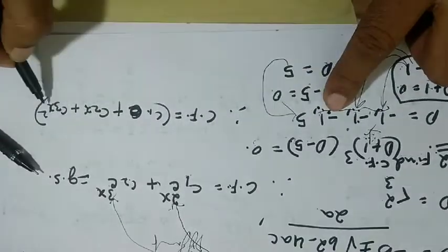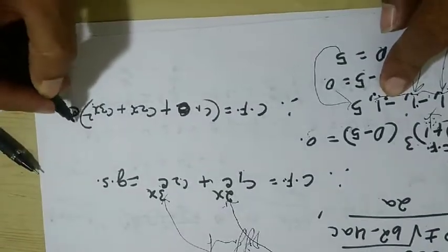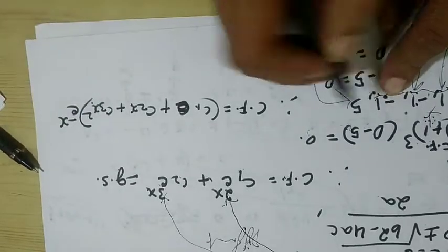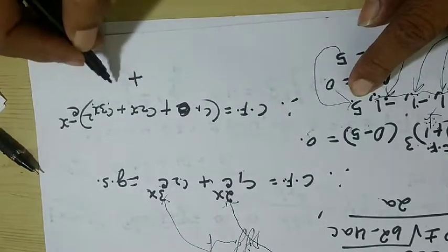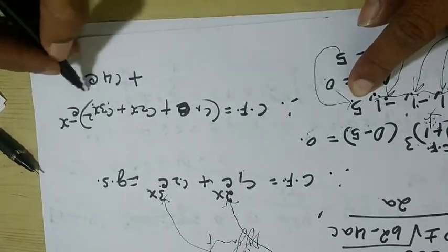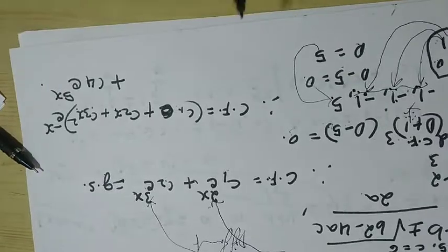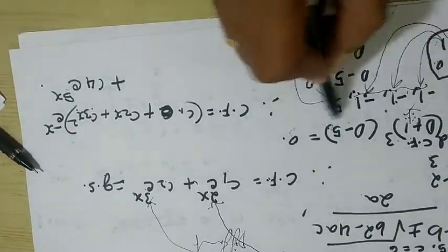For the third root, c3 x squared into e to the power minus 1 into x plus. Now this root is different. c1, c2, c3 are over. Therefore, c4 into e to the power 5x. So this is how I am writing the complementary function for this problem.